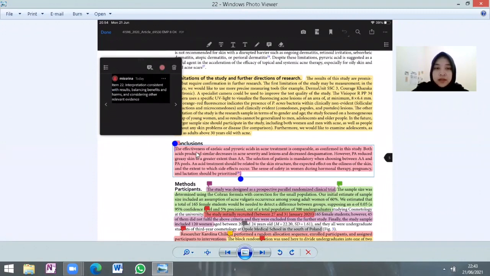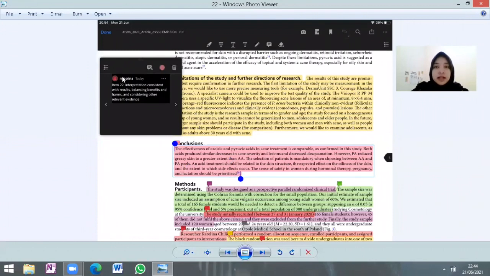The effectiveness of azelaic and pyruvic acid in acne treatment is comparable, as confirmed in the study. Both acids produce a similar decrease in acne severity and lesions and decrease desquamation. However, PA reduced greasy skin to a greater extent than AA. The selection of patients is mandatory when choosing between AA and PA peels. Acid treatment should be related to the skin structure, the expected effect on the oiliness of the skin, and the extent to which side effects occur. The sense of safety in women during hormonal therapy, pregnancy, and lactation should be prioritized.